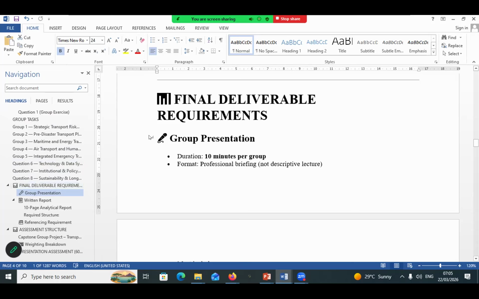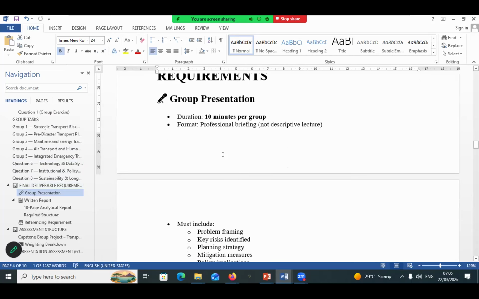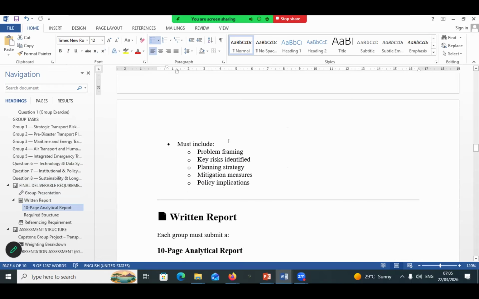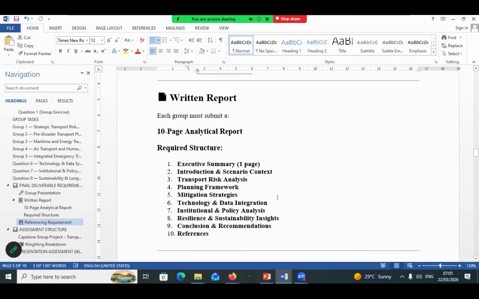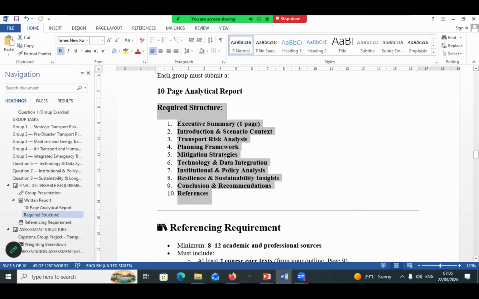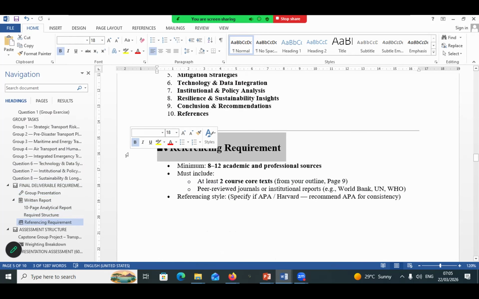We have 10 minutes duration per group. So you're going to do a presentation, PowerPoint slides. It said the format: professional briefing, not descriptive lecture. So you're not going to lecture us. It must include a problem, key risks, strategy, mitigation measures, and then policy implication. This is how the report should be written. This is the format, the 10-page report. And you should have your references style as well.